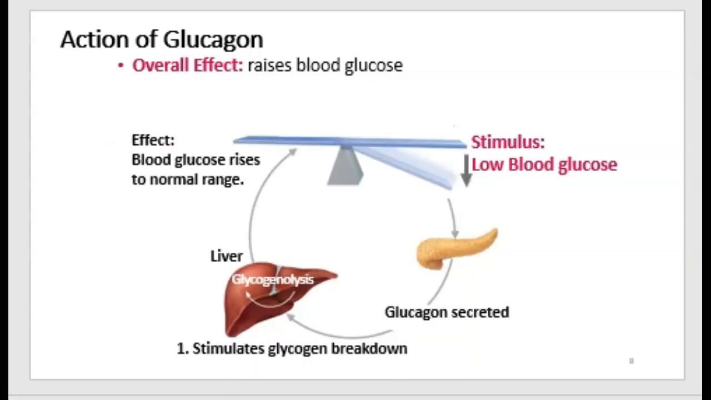The action of glucagon is to stimulate the liver to break down glycogen. This process is called glycogenolysis. Recall that glycogen is just a chain of multiple glucose molecules. So the glucose that is produced from glycogenolysis in the liver is then transported to the bloodstream, and the overall effect is to raise blood glucose.